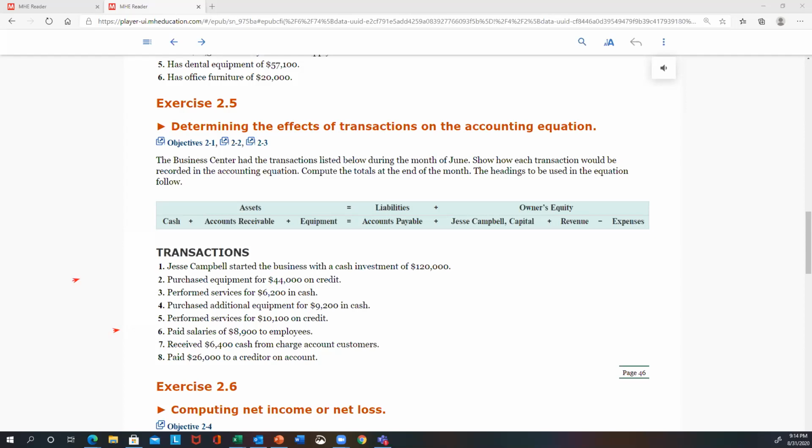But I think this problem right here, again 2.5, covers a lot of the different things you're going to come up with. You're going to have issues where you buy stuff on account, like where it says purchase equipment on account. You're going to have transactions where you pay money on account, where you earn money on credit, that was number 5, and where you receive cash from your credit customers. Even though there are only 8 transactions in this problem, it hits 2 or 3 of the big ones that a lot of students get confused with. So that's a good problem to go back and study.